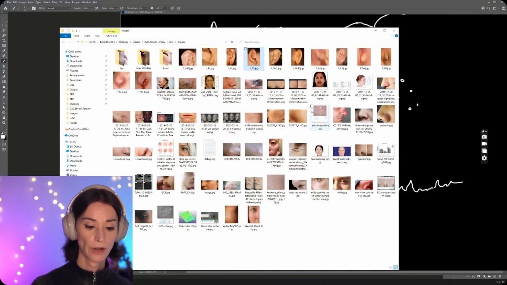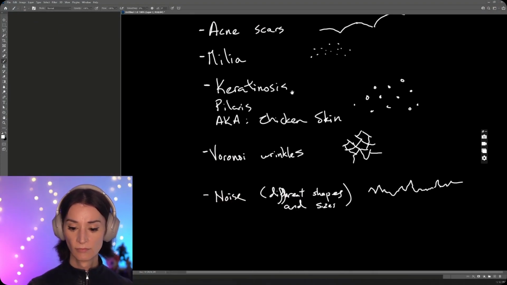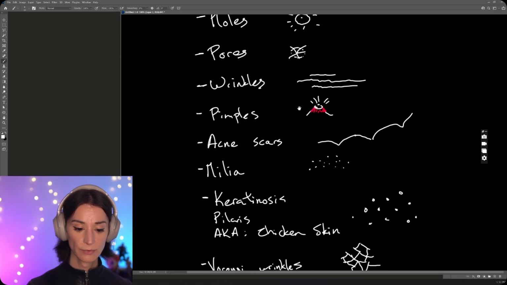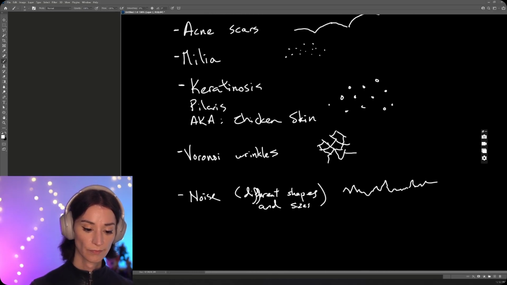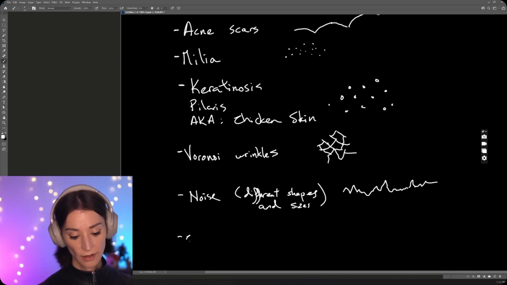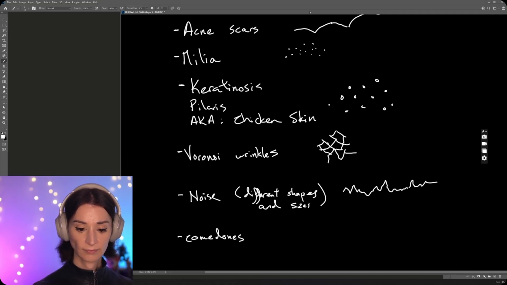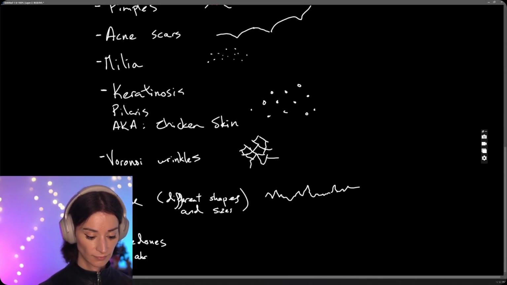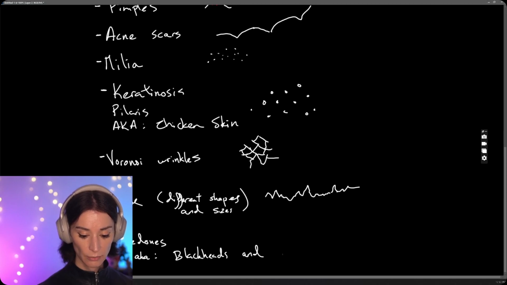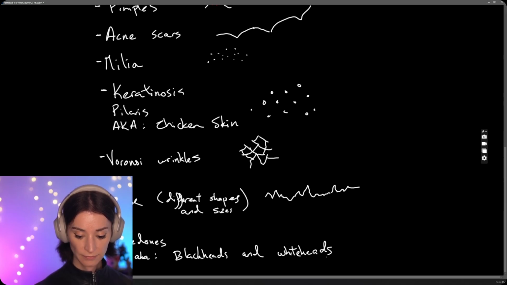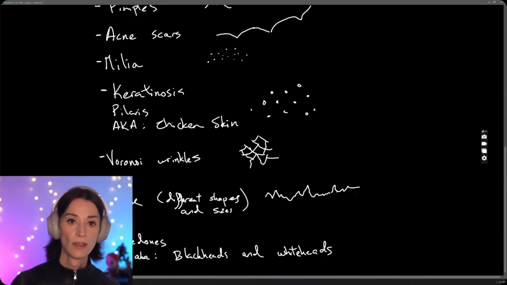All right. What else are we missing? All right, here's one that I like. Another disgusting one. Comedones, AKA blackheads and whiteheads. Let's look at a few examples.